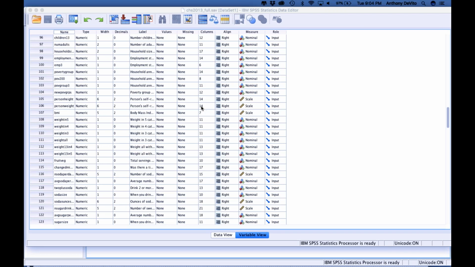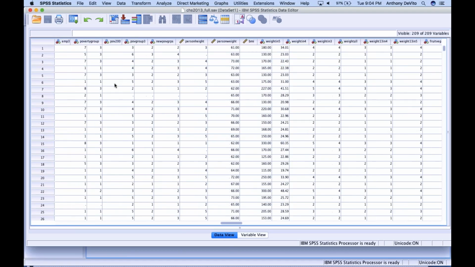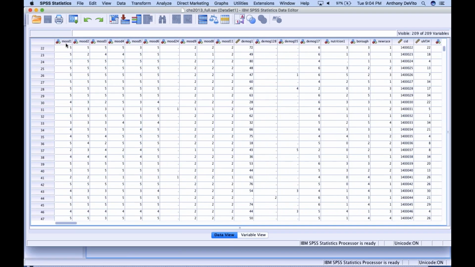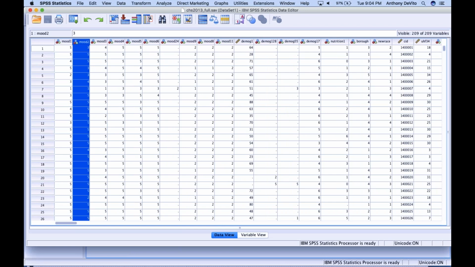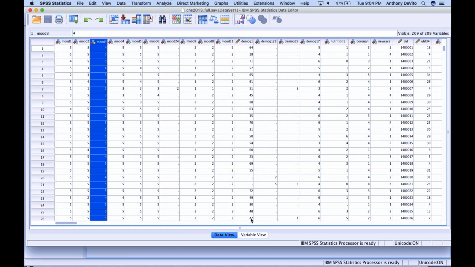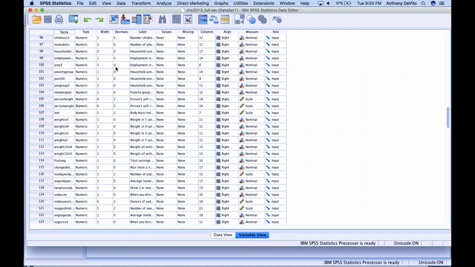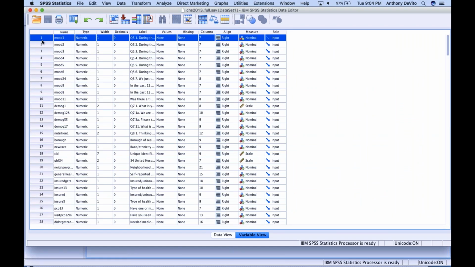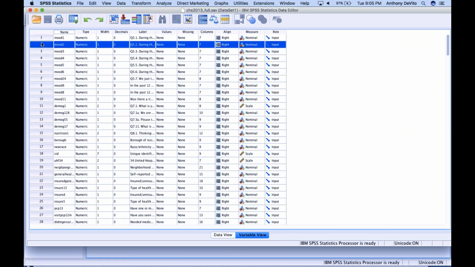Now there are two ways to go back and forth between the data view, where each column represents a variable, mood 1, mood 2, mood 3, and the variable view, where the variables are represented. Each column that was in the data view is now represented by a row: mood 1, mood 2, mood 3, and so on and so forth. The variable view allows us to inspect this and see what kind of data we're dealing with.